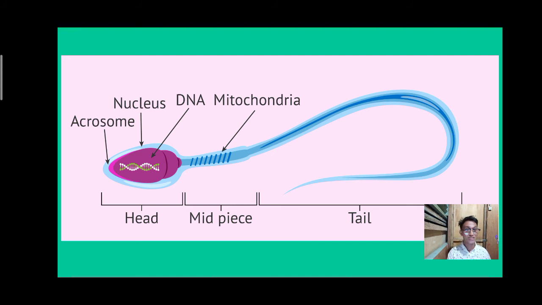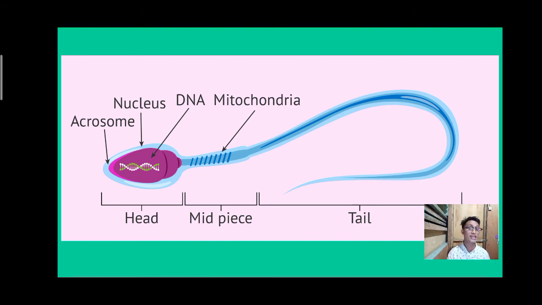Okay, so the next region, the second distinct part of the sperm cell, is the midpiece. The midpiece contains mitochondria. This mitochondria will supply the energy for the sperm to reach the egg. Of course, it needs energy to reach the egg. So the midpiece is packed with mitochondria as a source of energy. It will supply the necessary energy for the sperm to reach the egg.